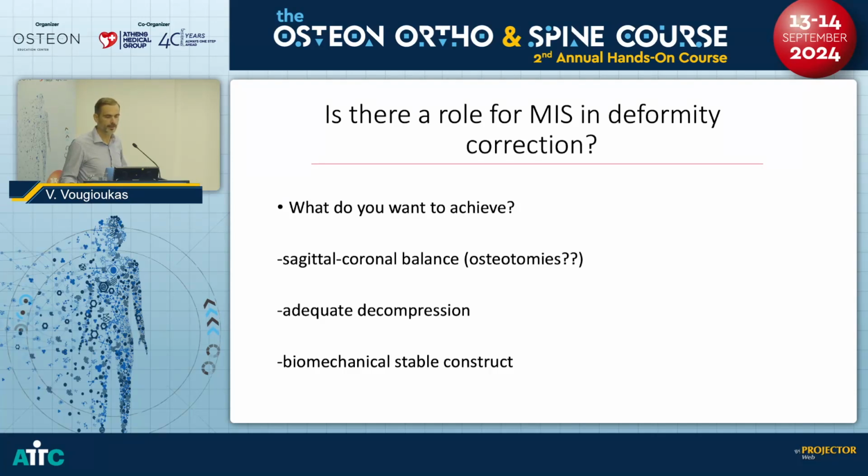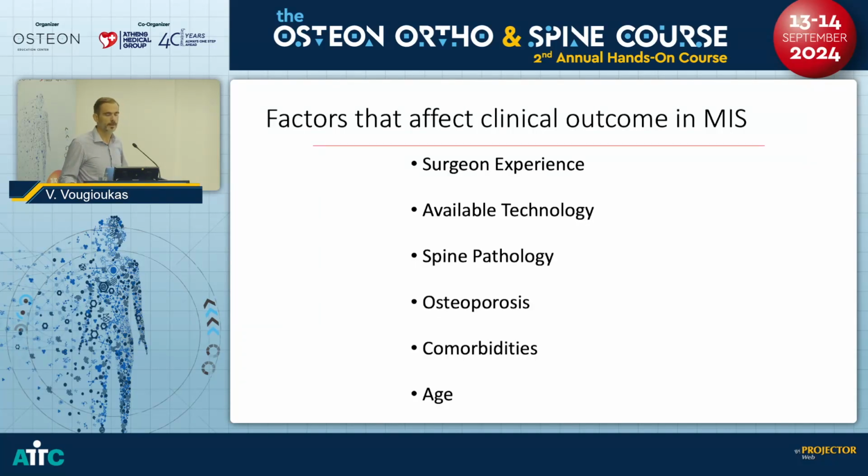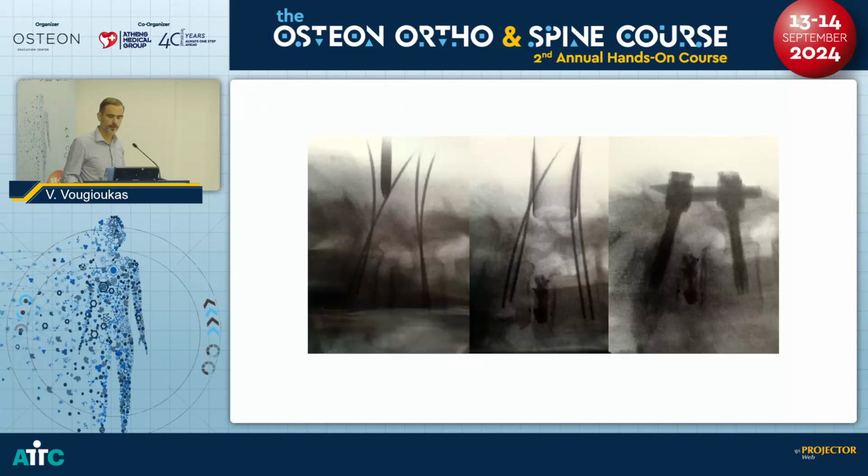So one should think about what you want to achieve. Is it about sagittal balance, coronal balance? Is it about decompression? Is it about creating a biomechanically stable construct? There are many factors that can affect MIS surgery, such as surgeon experience, what you have in the theater, what kind of pathology you have, what kind of patient you have on the table. So it is a matter of perception of what is deformity.